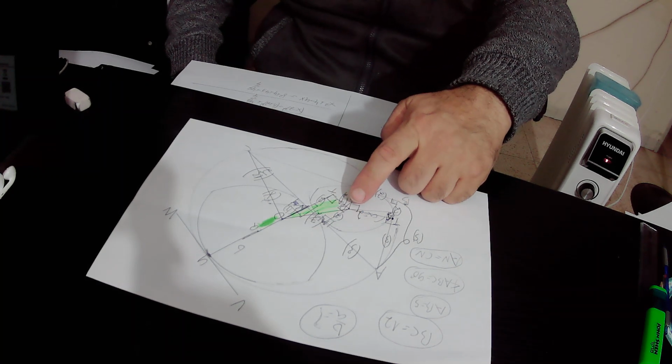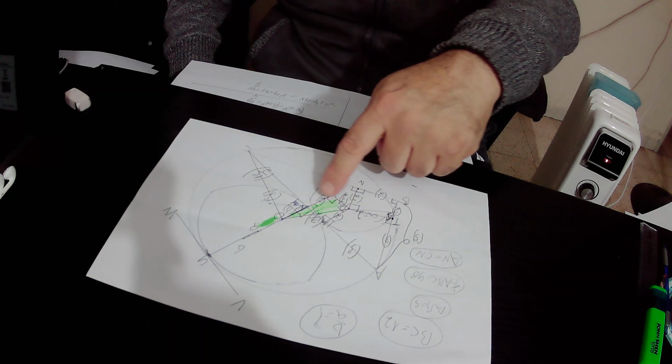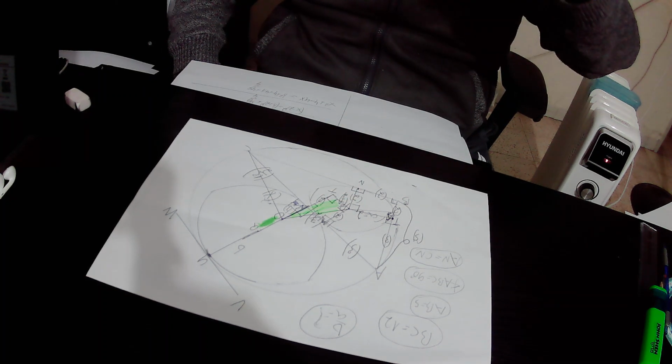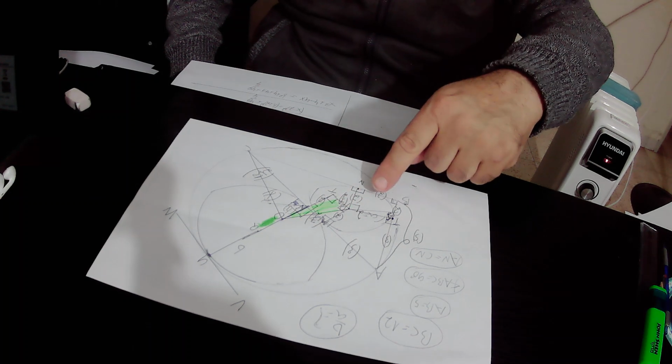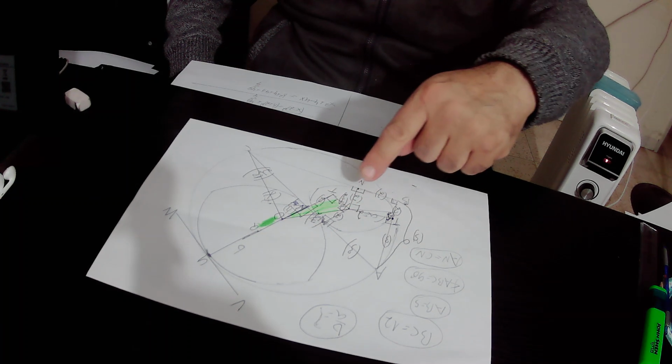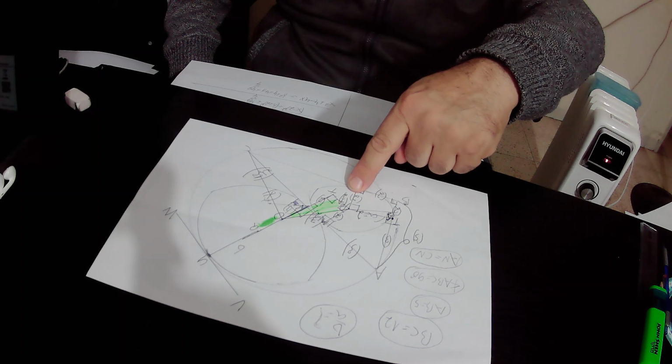That is to say, MP equals NT, but MP is 2, therefore NT must also be equal to 2. Likewise, in rectangle MNPT, MN must be equal to PT, but MN is 7 over 2, therefore PT must also be equal to 7 over 2.